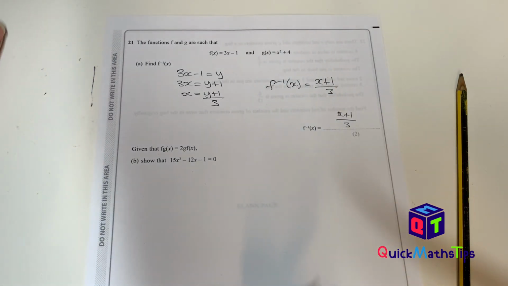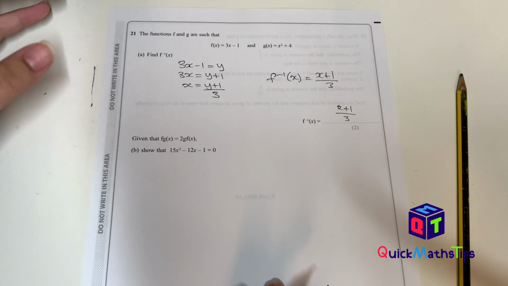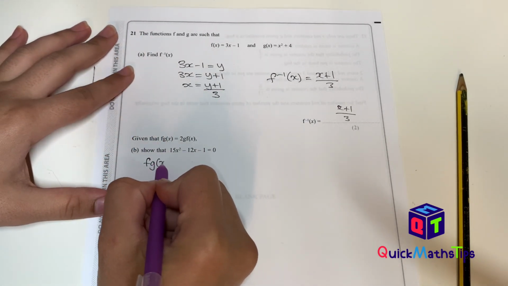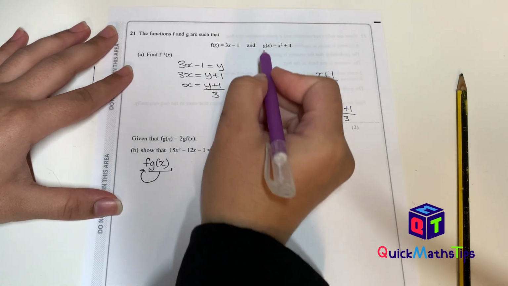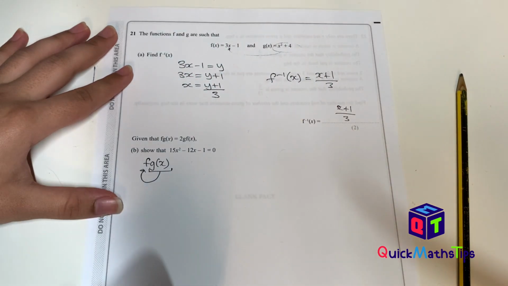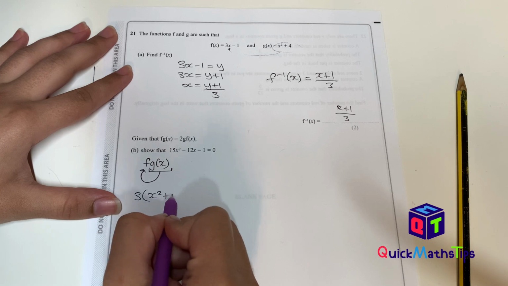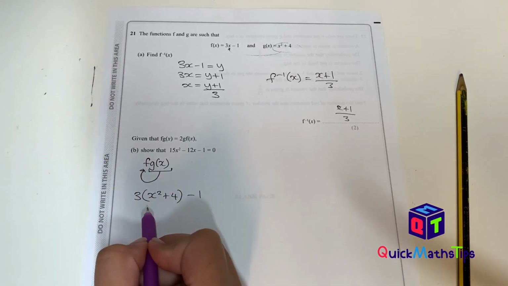Now, the next question says, given that fg(x) equals 2gf(x). All right, so what we're going to do is do both of them separately. First, I'm going to do fg(x). What does that mean? You're getting the g equation and you're substituting it into the f equation. So you're getting this g equation and you're substituting it into the x value in that f equation right there. So you're doing 3 bracket x squared add 4 bracket minus 1. I will expand this and simplify it.